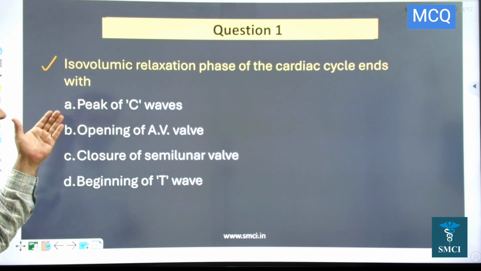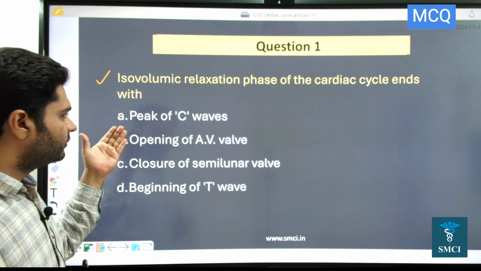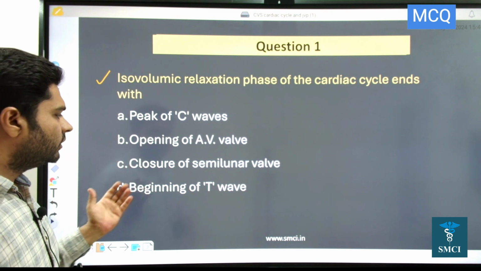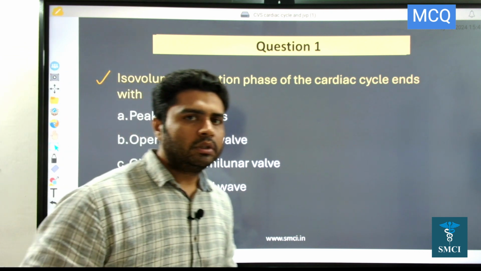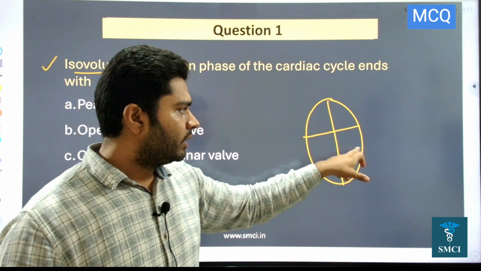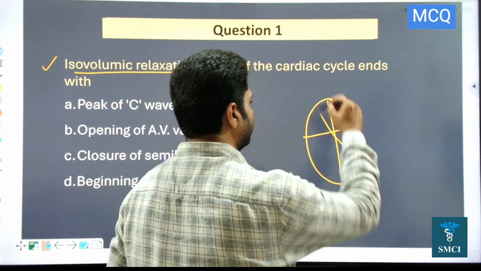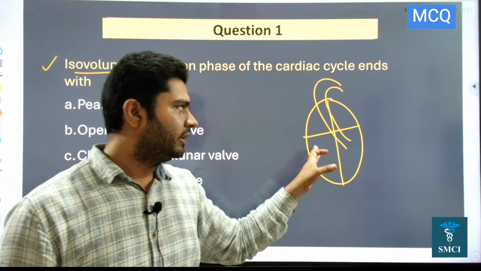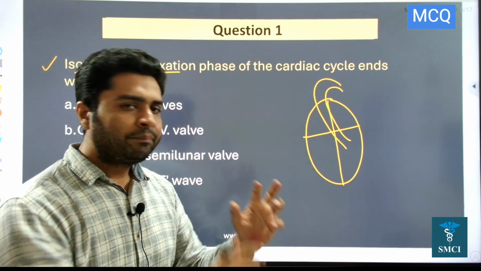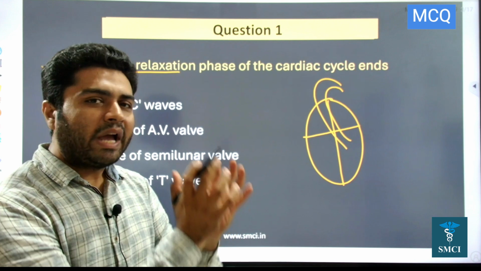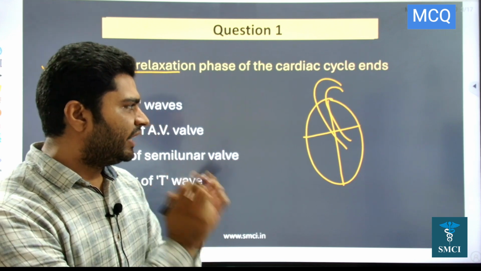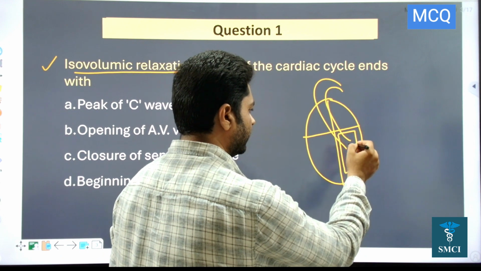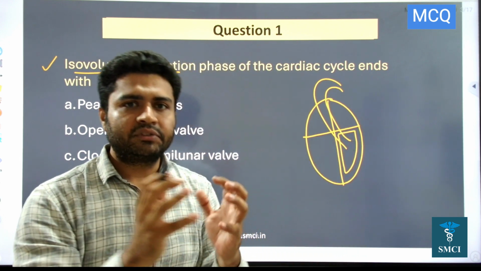Your options are: peak of the C wave, which is in the JVP; opening of the AV valve; closure of the semilunar valve; and the beginning of the T wave. So when the left ventricle has already pumped the blood into the aorta and the right ventricle has pumped the blood into the pulmonary trunk, now the ventricle needs to accept the blood. For accepting the blood, they need to reduce the pressure inside the ventricle. So they are in the relaxation phase.